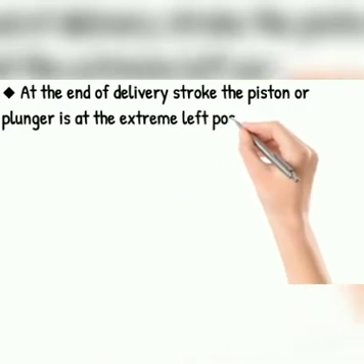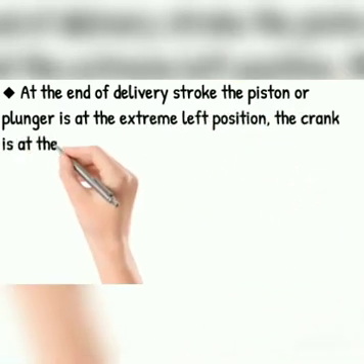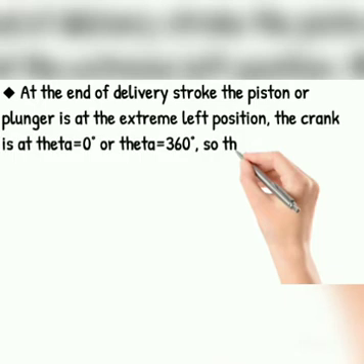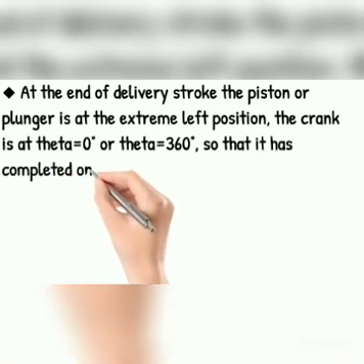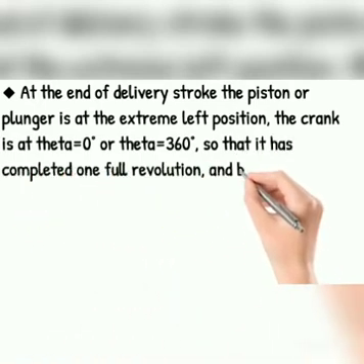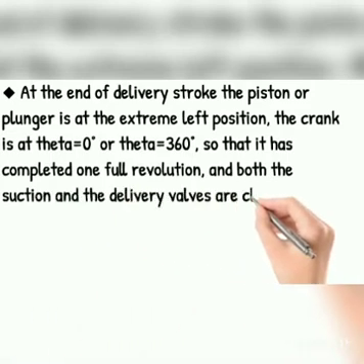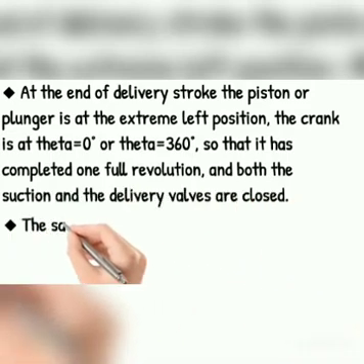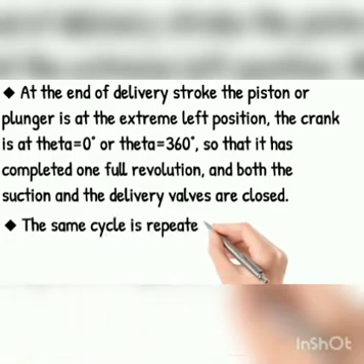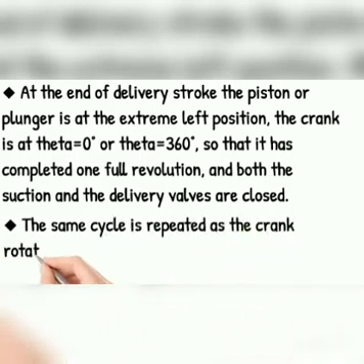The crank is at theta equal to 0 degree or 360 degree, that is, at its inner dead center, so that it has completed one full revolution and both the suction and the delivery valves are closed. The same cycle is repeated as the crank rotates. This is in general working principle of a reciprocating pump.